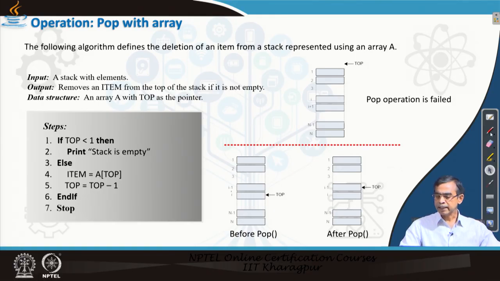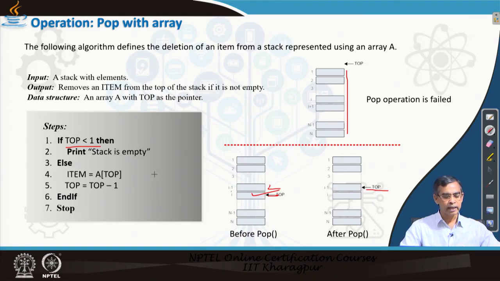So, the starting statement can be: if top less than 1. Top less than 1 means it exceeds the bottom location. So, in this case if top is here, this indicates that the stack is empty. Otherwise, if top is not less than 1, that means some elements are there, maybe top is here. So, it will basically delete this element and then top will be moved to the next element.